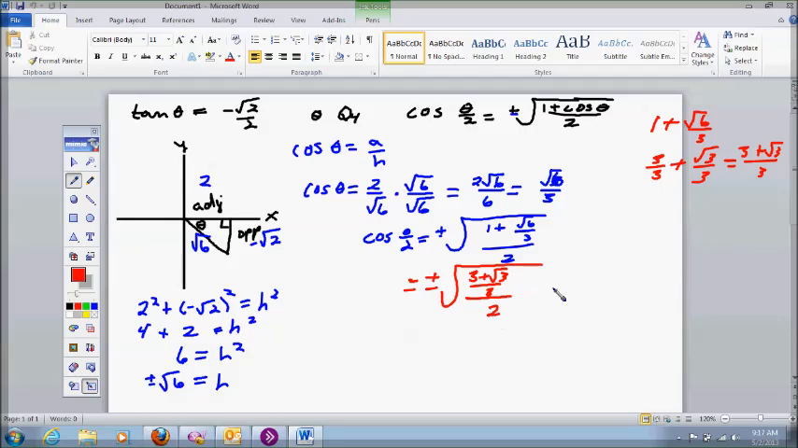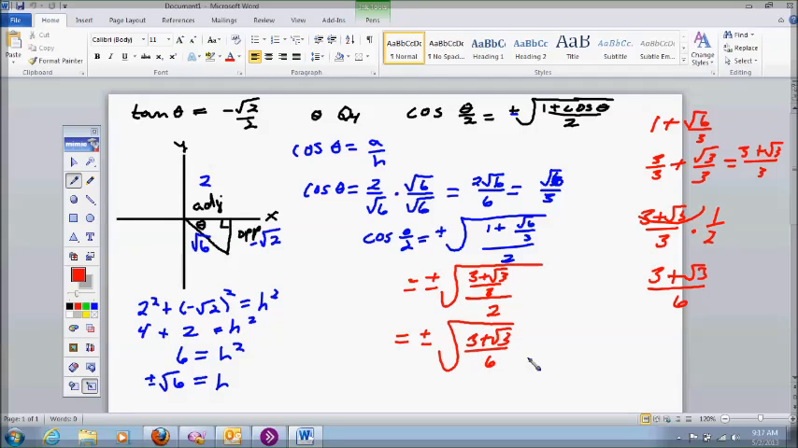Basically, a couple of ways I can look at this. I'm dividing this ugly looking fraction here by 2, or I'm going to multiply it by half. So what I really have here is 3 plus root 6 over 3 times half, which gives me 3 plus root 6 over 6. Because 1 times this top here is just that top there. And so I get plus or minus the square root of 3 plus root 6 over 6, and that's as far as that simplifies.